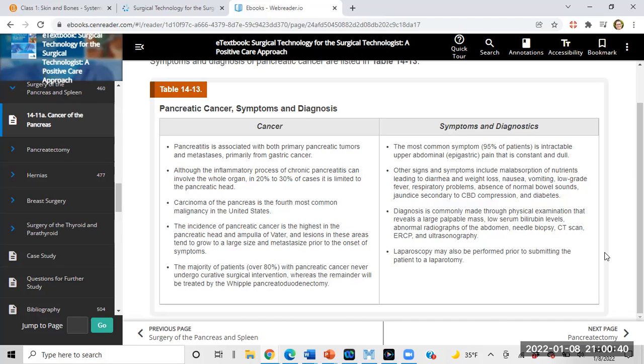Also malabsorption of nutrients. And so we see diarrhea, weight loss, nausea, vomiting, low-grade fever. Respiratory problems could be in there. Absence of normal bowel sounds is a big one. Jaundice. This is because that common bile duct is being compressed, as well as diabetes may show up too. So those are some symptoms of pancreatic cancer.